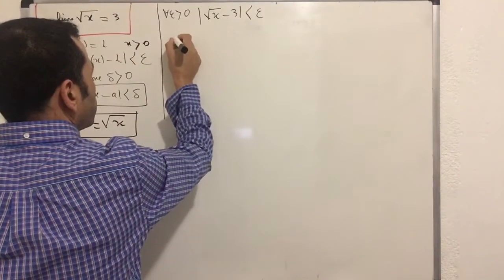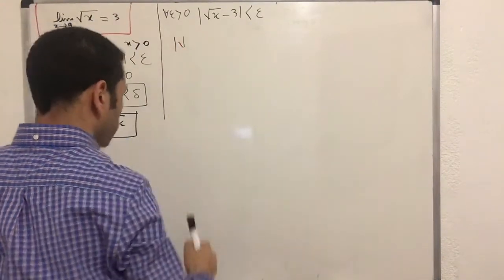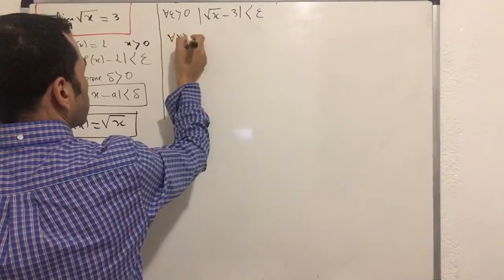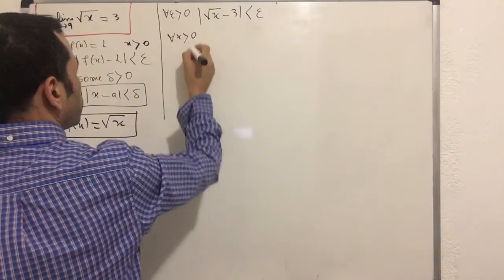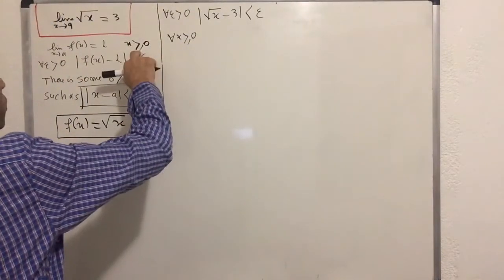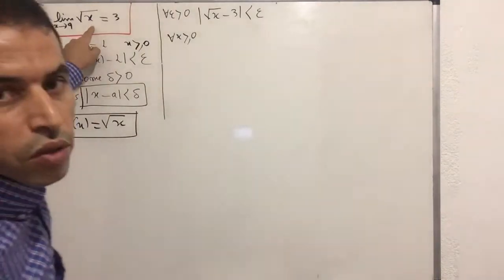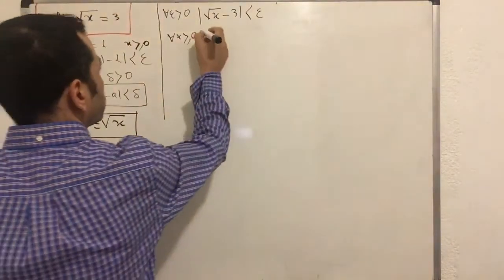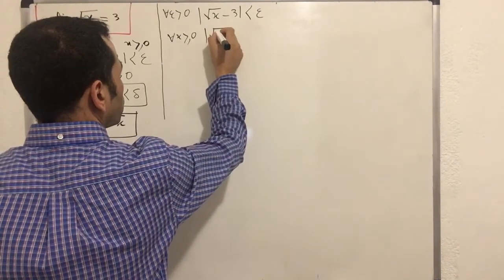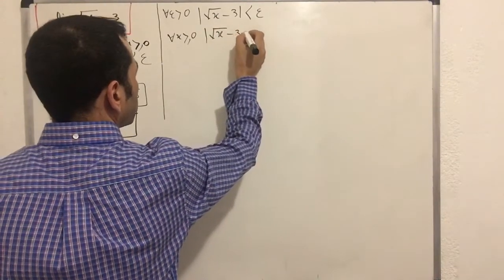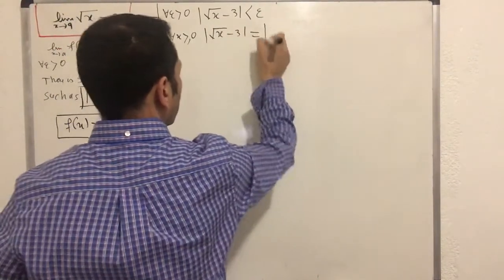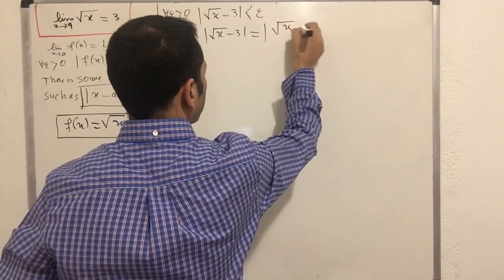So we have, for all x greater than or equal to 0, because x is positive, included 0. We have the absolute value of the square root of x minus 3.